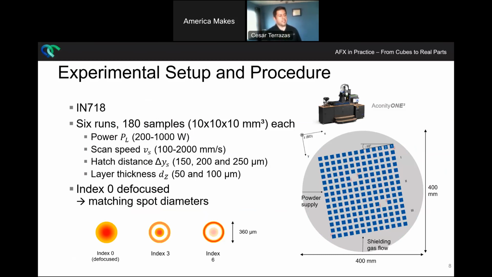You can see the matrix of the different parameters that were tried: power anywhere from 200 to 1,000 watts, scan speed of 100 to 2,000 millimeters per second, different hatching distances, and layer thicknesses of 50 and 100 microns. But the most important parameter we were interested in studying was the ability of the emission mode to change those characteristics. That's why you see at the bottom we have 3 indexes that were tried. The first one, index 0, in a defocus mode, essentially causes a Gaussian beam, which is slightly defocused to match the diameters of the index 3 and index 6 emission modes.